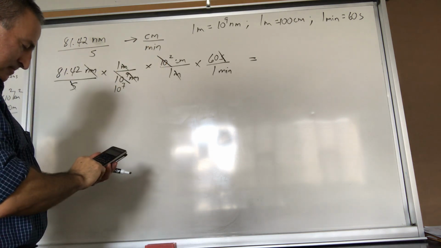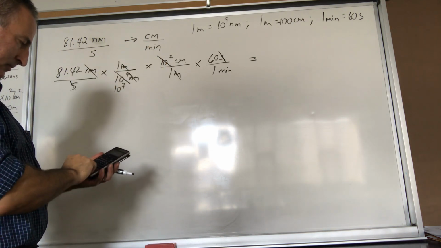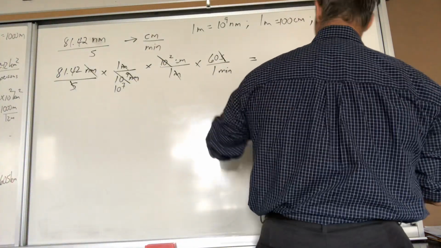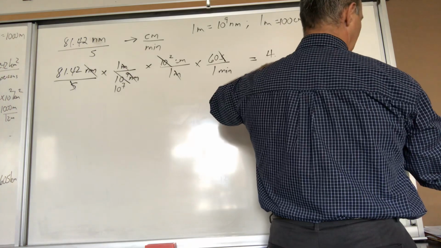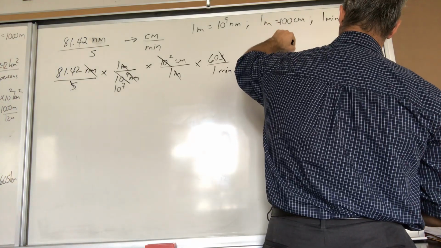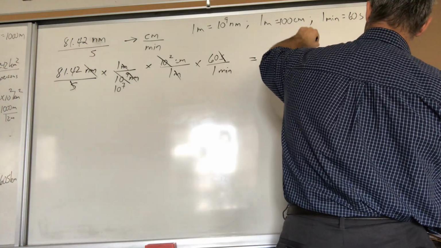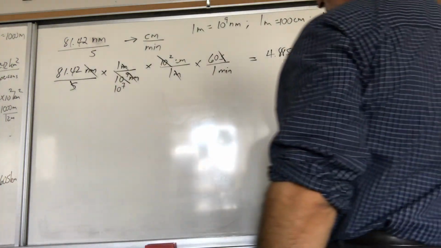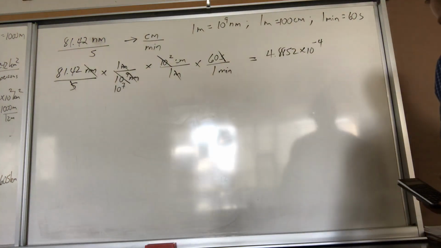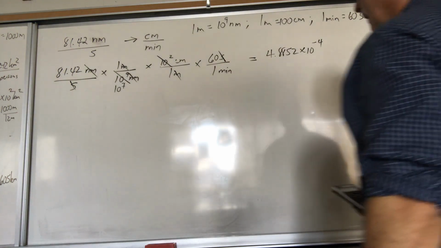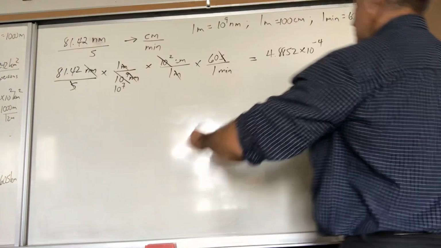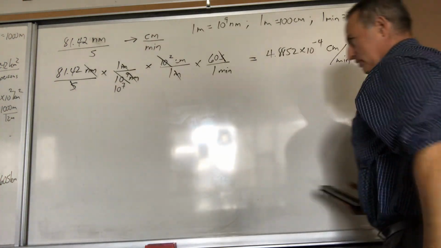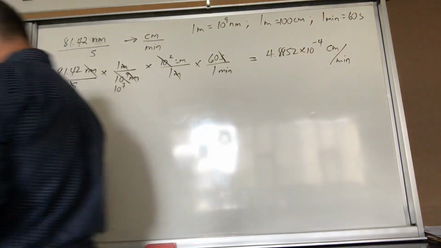All right, so I said 81.42 divided by 1 exponent times 10 to the power of 7 times 60. And that's going to give me the answer. And the answer is 4.8852 times 10 to the negative 4. Yeah, and the units would be centimeters per minute. Don't forget to write the units. Okay, that's enough on that.